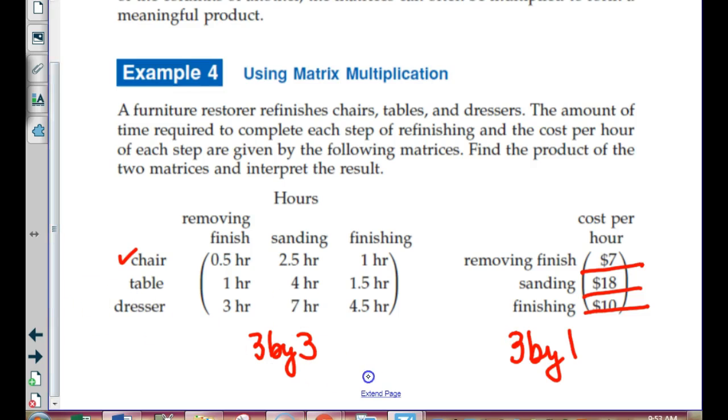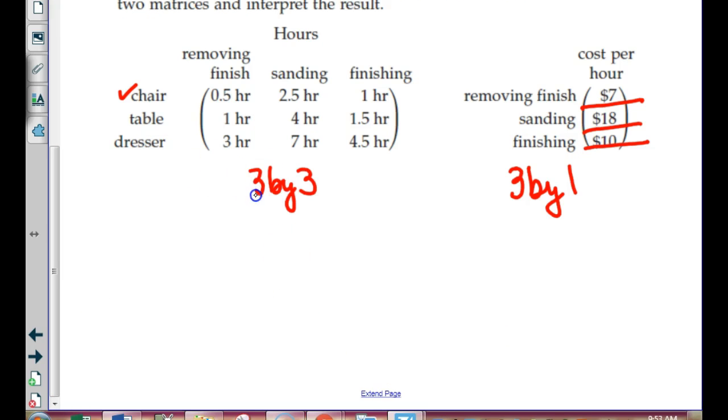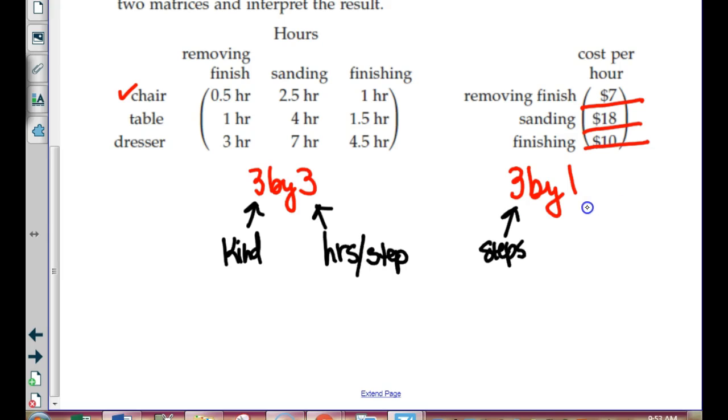All right, now, this is important. What does this 3 represent? The first one, the number of rows. It was like the kind of the furniture, right? And this was the hours. What does this 3 represent? Well, okay, hours per project, hours per step of the project. And this is also the steps, right? And this one, what was the label up here?